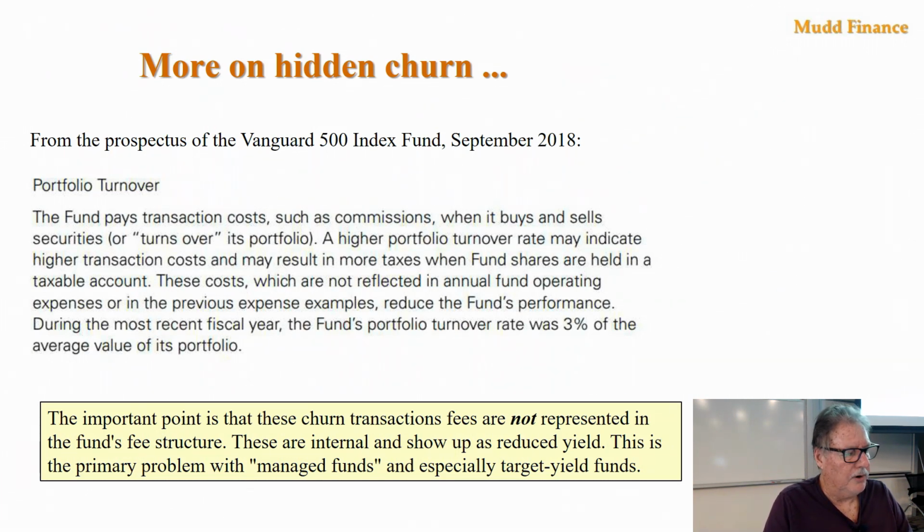These costs, which are not reflected in annual operating expenses or in the previous expense examples, those being the ones I just gave, the 12B1 and all that stuff, reduce the fund's performance. During the most recent fiscal year, the fund's portfolio turnover rate was 3% of the average value of its portfolio. So that's the S&P 500. Turnover ratio, the churn rate's 3%. You see target retirement funds that have churn rates of 150%. There's no way that they are escaping the fees in those 150% churn.